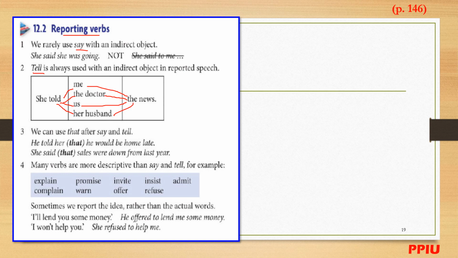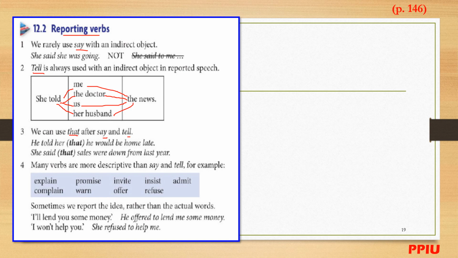We can use that after say and tell. Okay, he told her that he would be home late. She said that sales were down from last year.